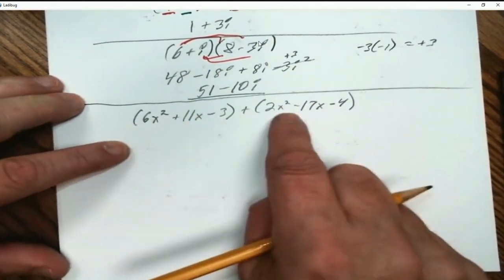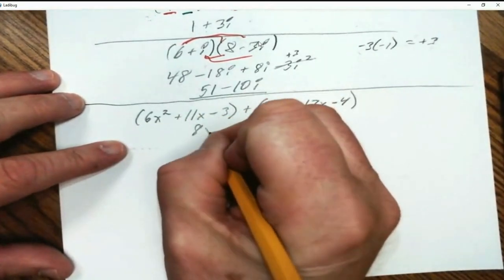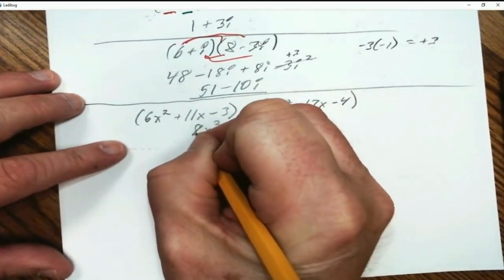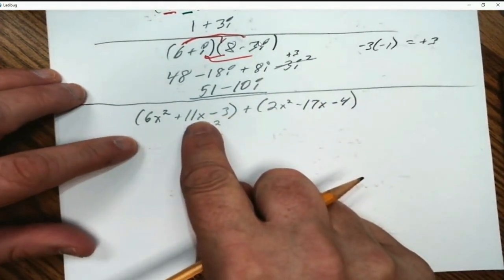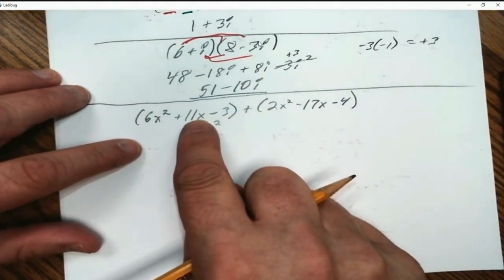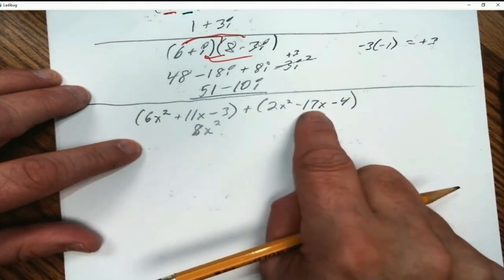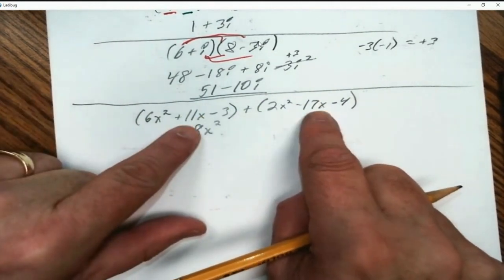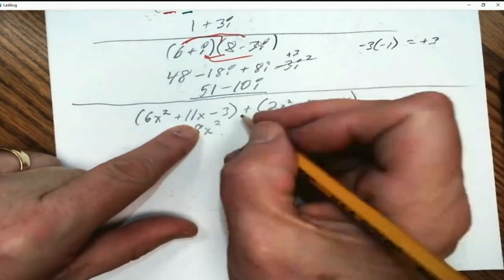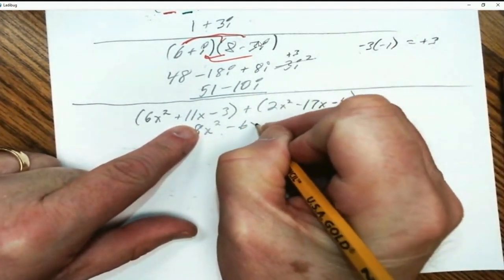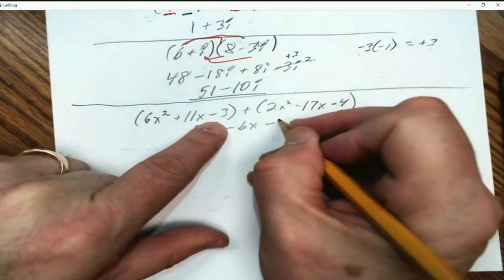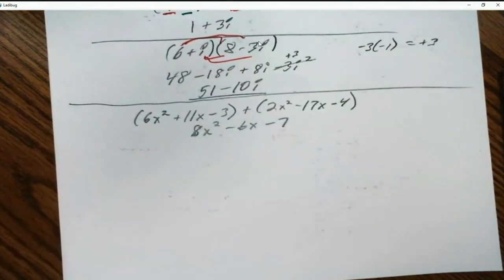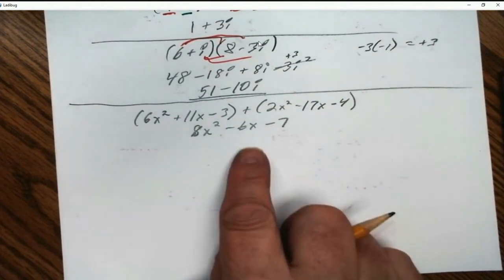2x squared, 6x squared plus 2x squared is 8x squared. 11x, I can only combine other x terms with x terms. 11x plus negative 17x would be a negative 6x. And I got negative 3 plus negative 4. Well, a negative plus a negative is a bigger negative. 8x squared minus, and that's it.